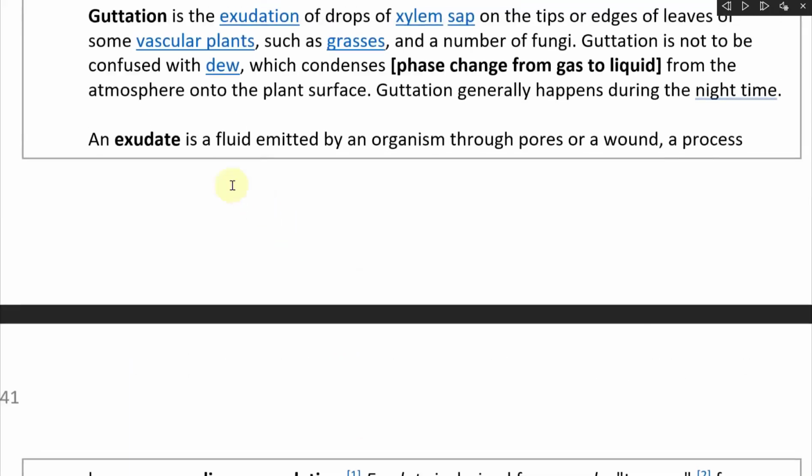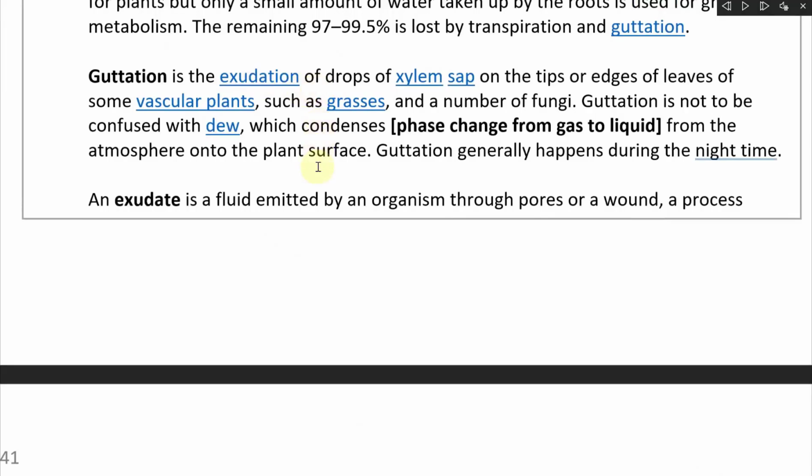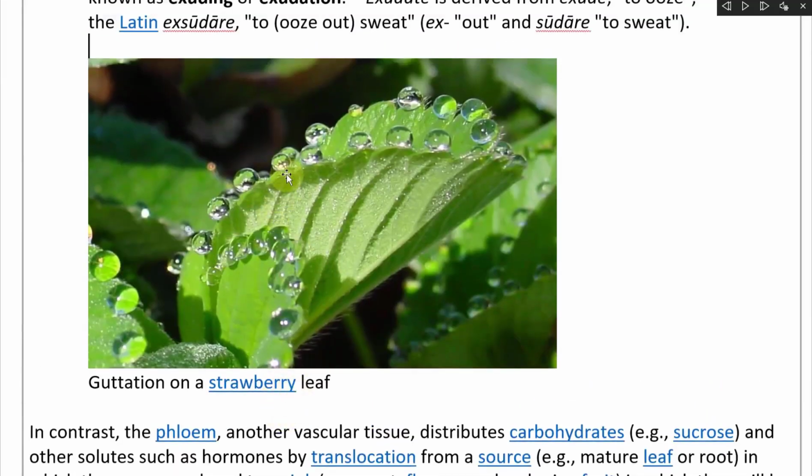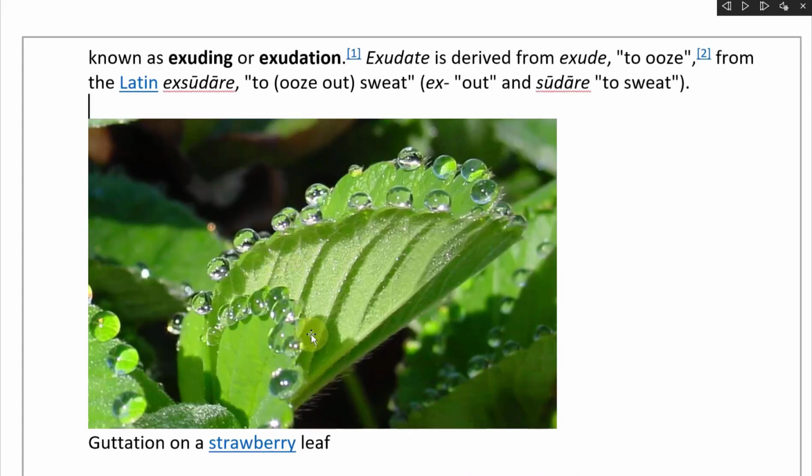So what we have is guttation, the exudation or the oozing out of drops of xylem sap on the tips or edges of leaves. So you have it set up here: guttation of a strawberry leaf, and that sap is the fluid inside the xylem. So you have it exuding out of there. Very interesting setup.